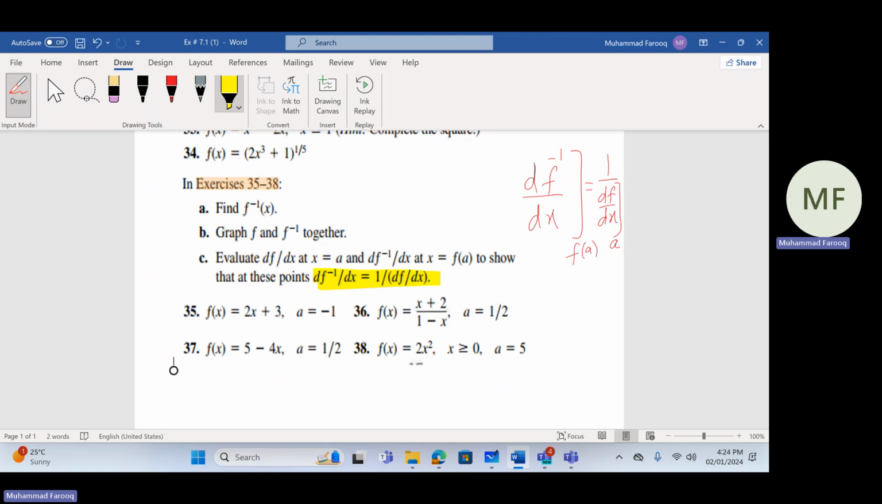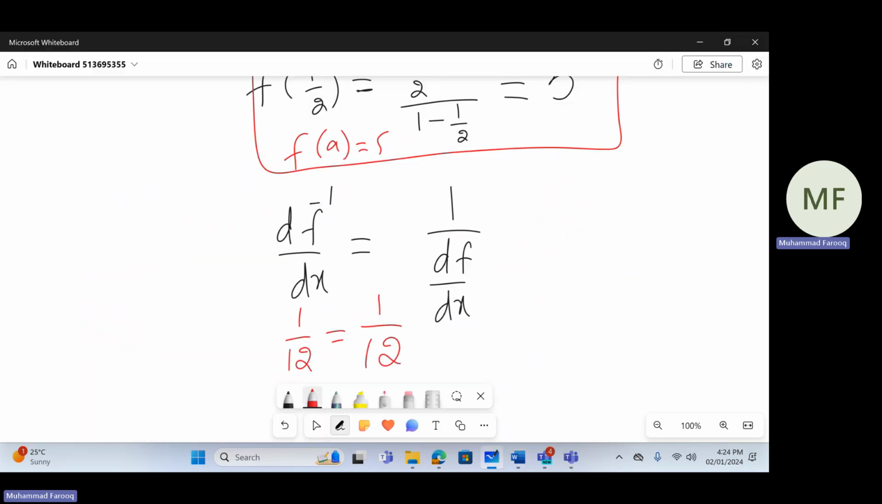Let's take 5 minus 4x. Sorry. We are doing this just to check. These calculations we just perform to check the property. Right now, it's confirmed. This property works. I showed. Look at this. The property works.